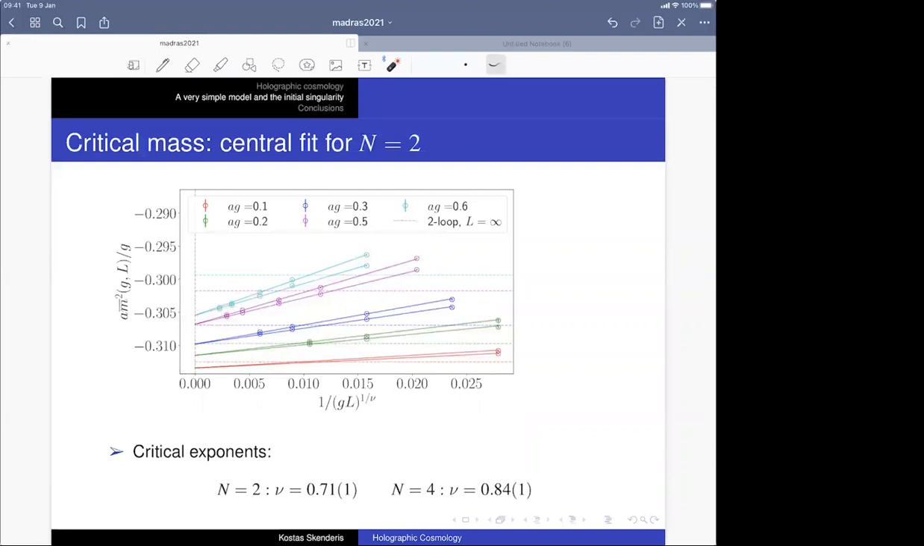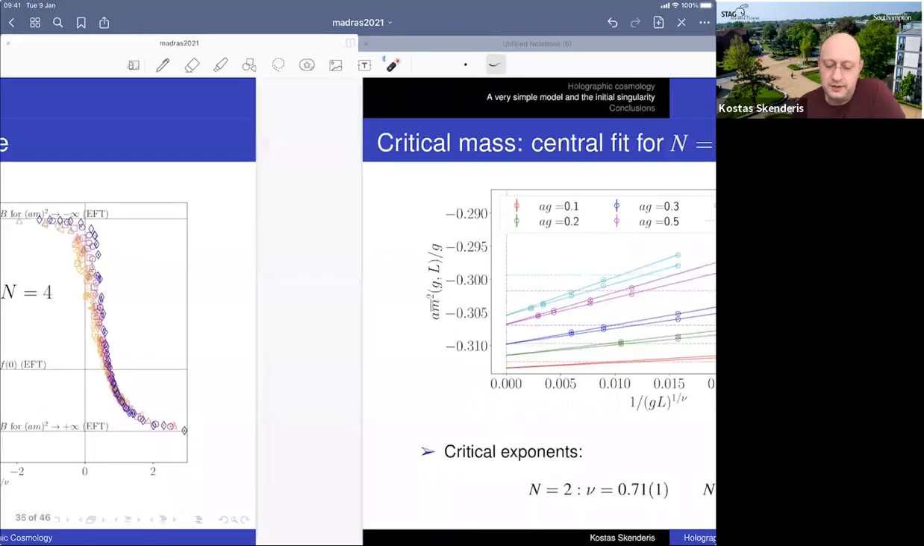Kostas, the mass is simply the mass that you compute a spectrum or the first excited state or something, or? No. This is the mass.